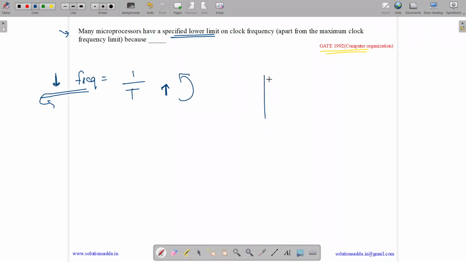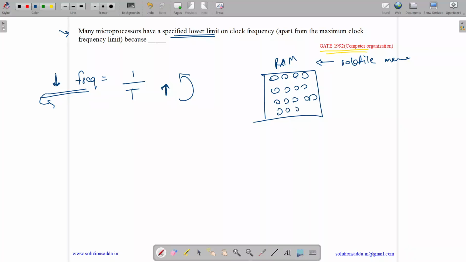We have this limit because, see, we have RAM. RAM is a volatile memory. So whatever data is present over here in the form of bits, it is basically lost after a period of time. And to maintain this data, we basically need to provide some current over here. A charge is being provided so as to retain the data.